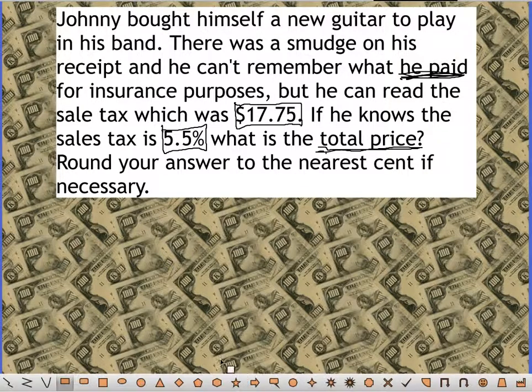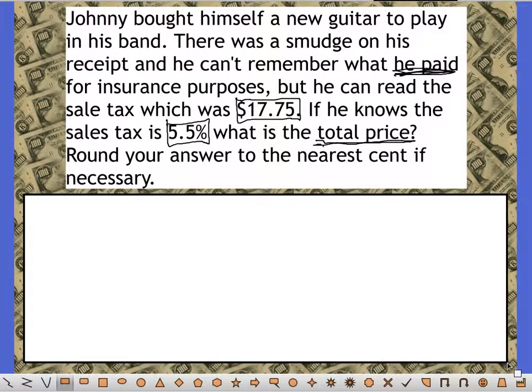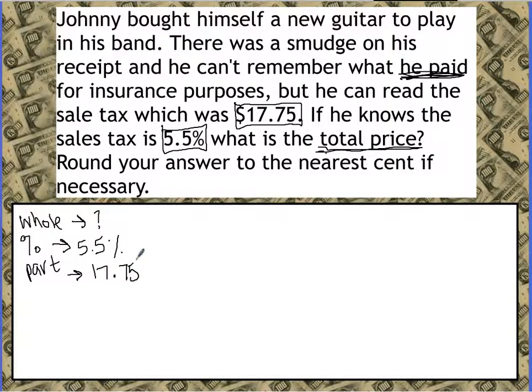All right, so in this case, draw myself another box. We have to look at what we know. We know the percent, so we look for whole, percent, and part. The whole is what we don't know. We don't know the total price. We know the percent is 5 5/10%, and the part in this case is the $17.75 because that's the sales tax. That's the part that got added on.